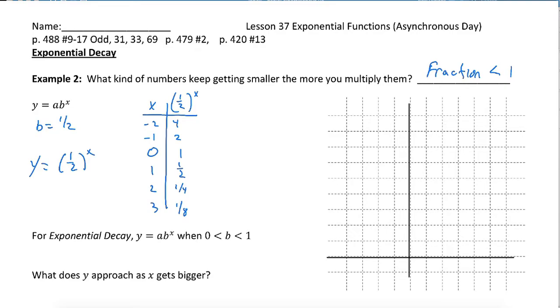So we've got the points 0, 1, going forwards 1, 1/2, 2, 1/4. It would keep getting smaller and smaller. But moving backwards, our numbers would go up. Negative 1, 2, negative 2, 4, negative 3, 8 would be next. And this is going to look exactly like our last graph, only flipped backwards. This is called exponential decay, anytime the base of the exponential function is between 0 and 1.